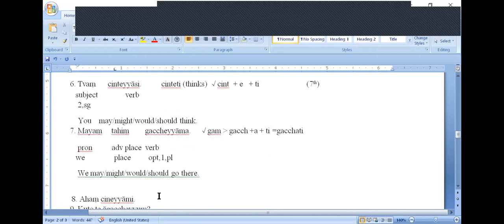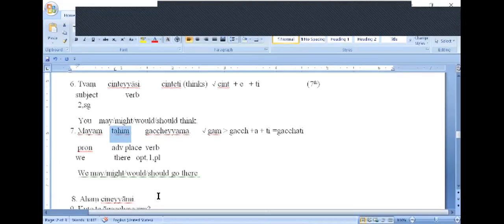This is actually quite easy. Okay, remember tahim is there. Besides tahim, can you remember in the previous lesson how many other Pali words there are for this 'there'? Can you remember besides tahim? What else do you have? Tahim. What else? Can you remember?